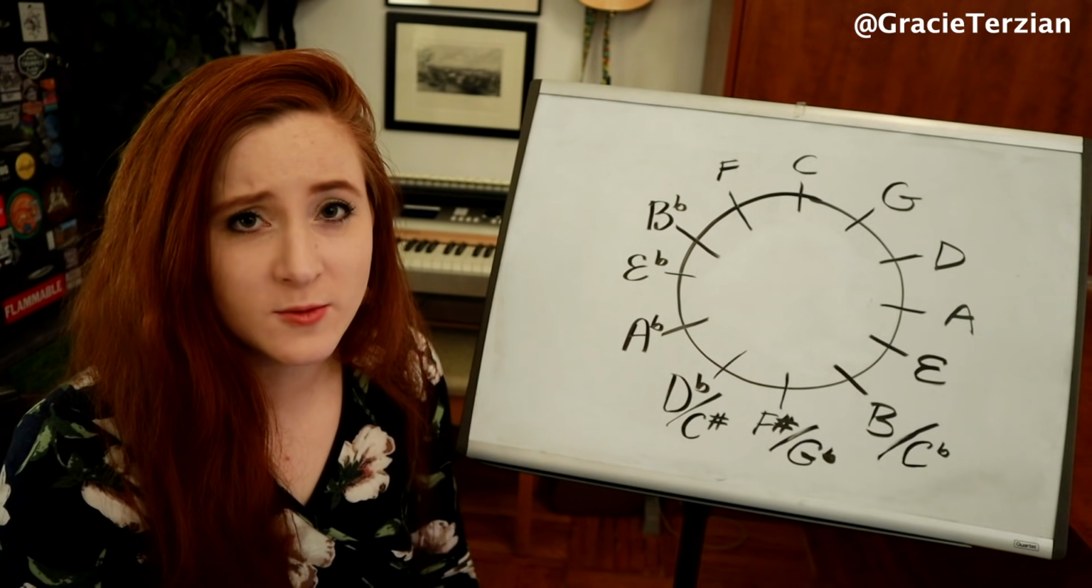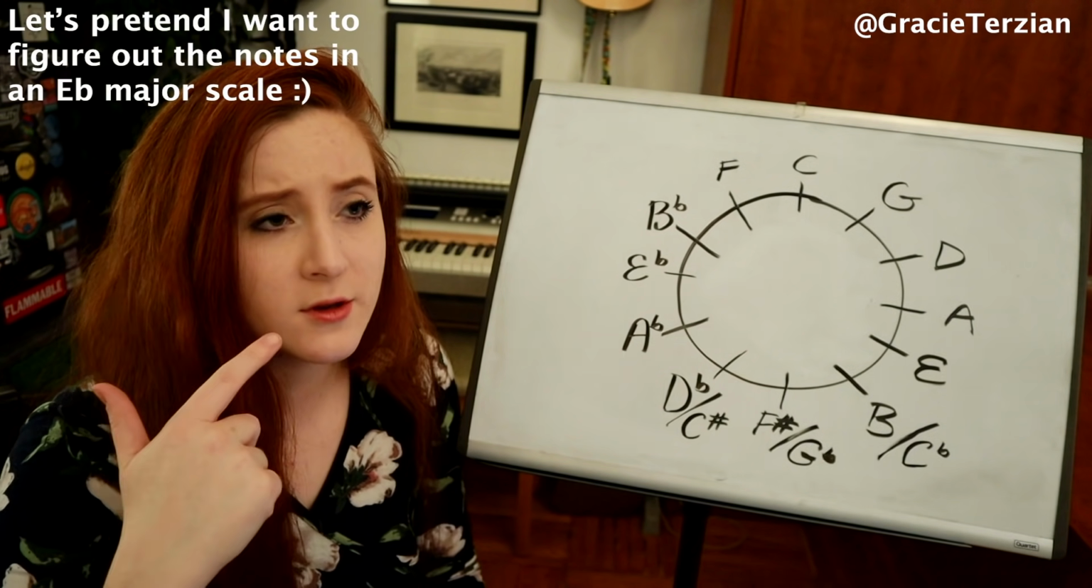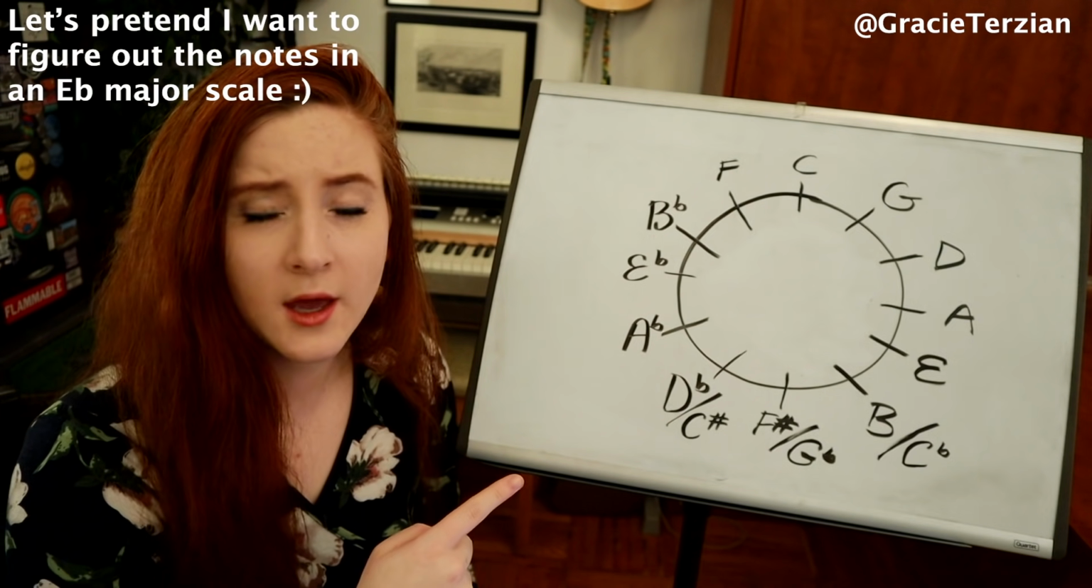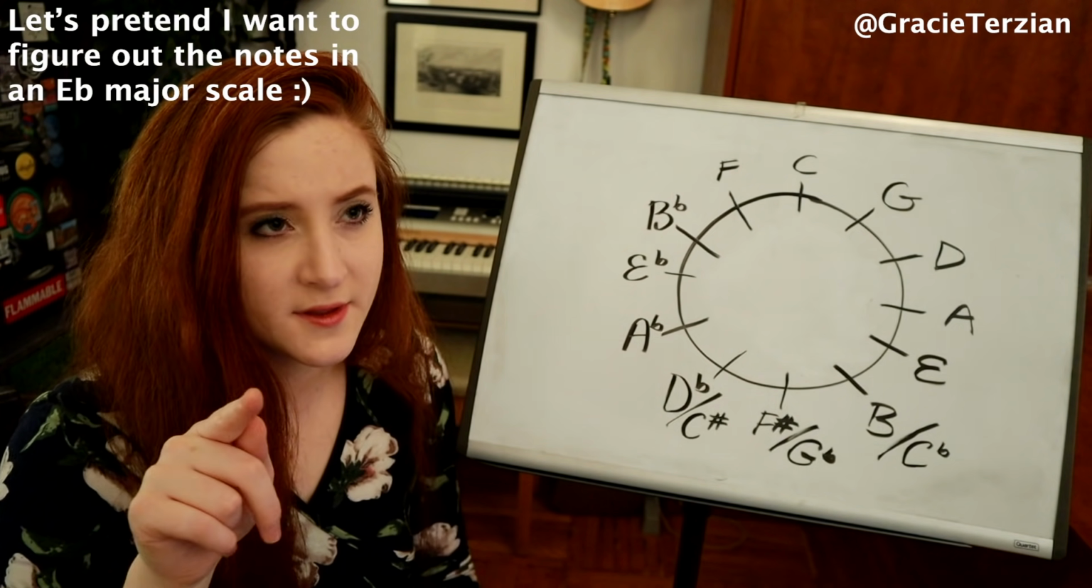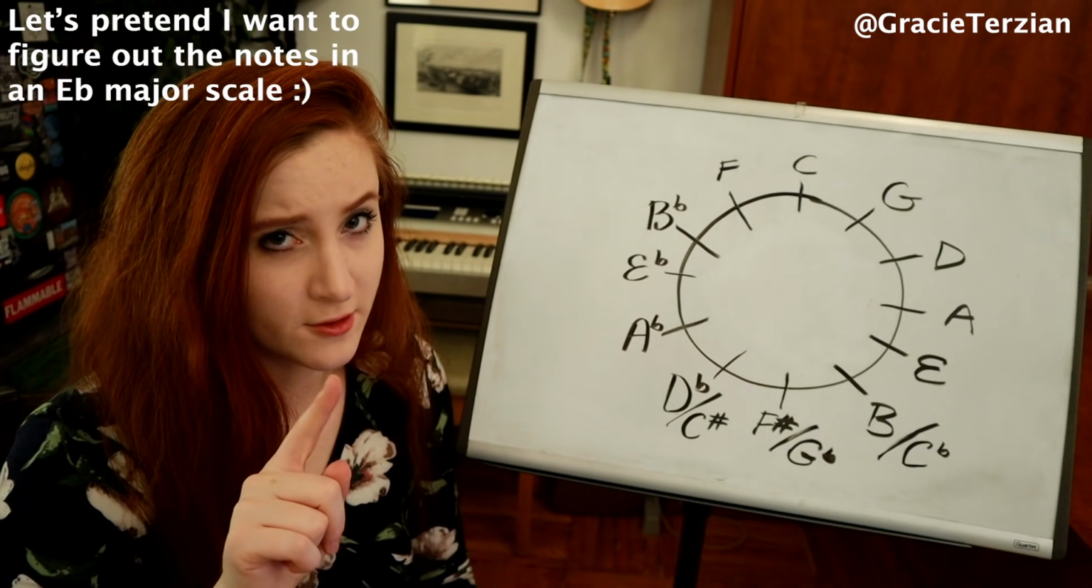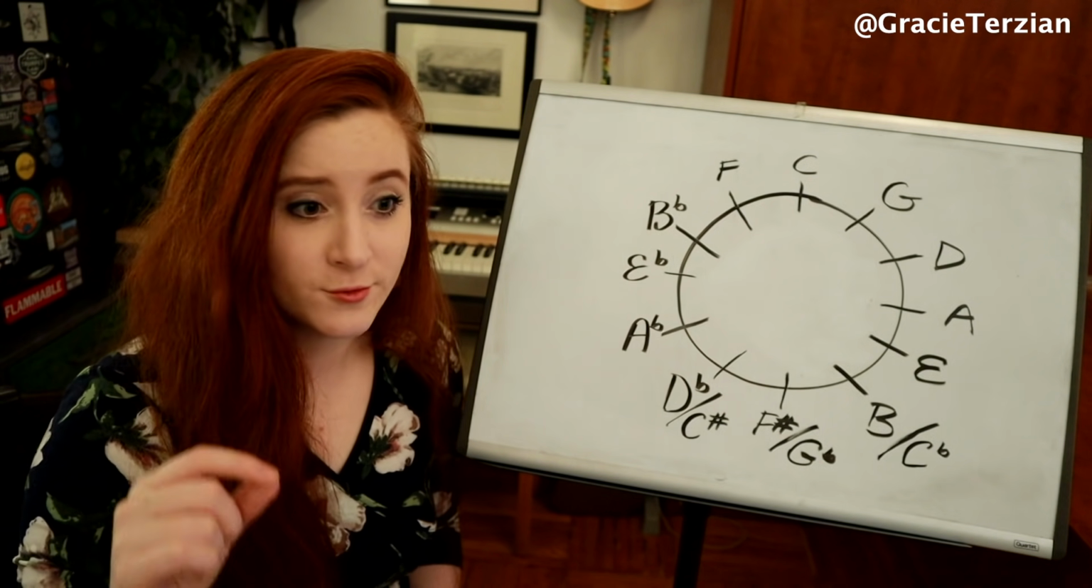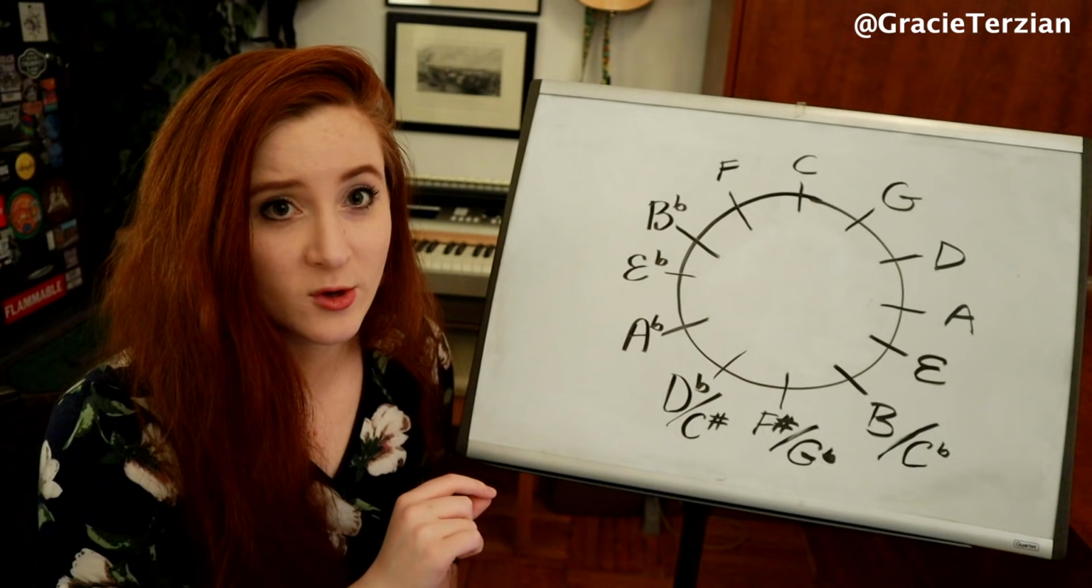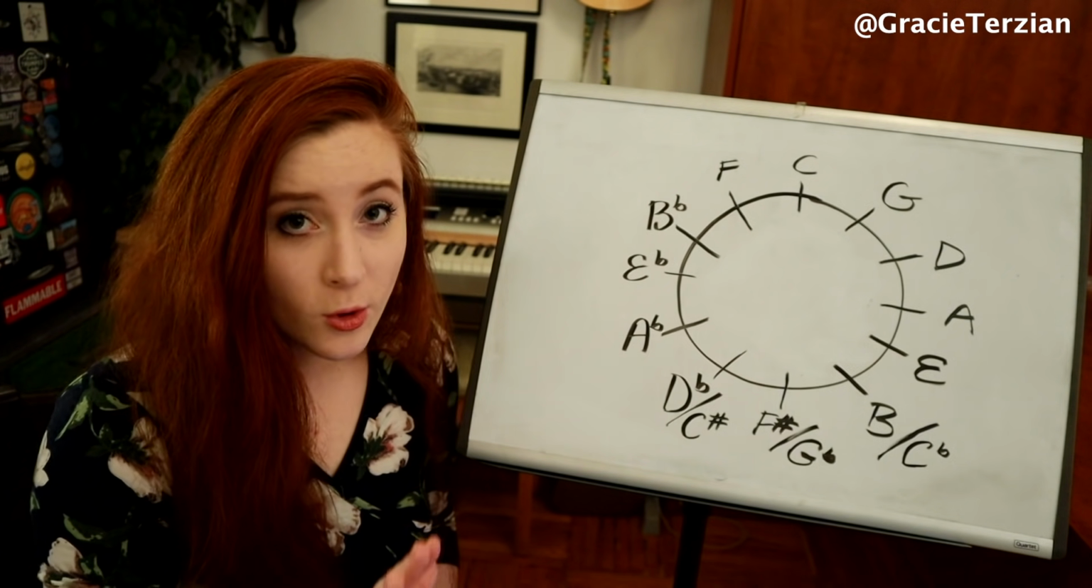So here would be the steps I would take if I were trying to figure out the notes in a major scale using the circle of fifths, okay? First, I would just think about the circle of fifths and think about where E flat is on the circle. And when you first start out, you'll probably have to draw the circle of fifths on a piece of paper really quickly every time you do it, which is totally fine.